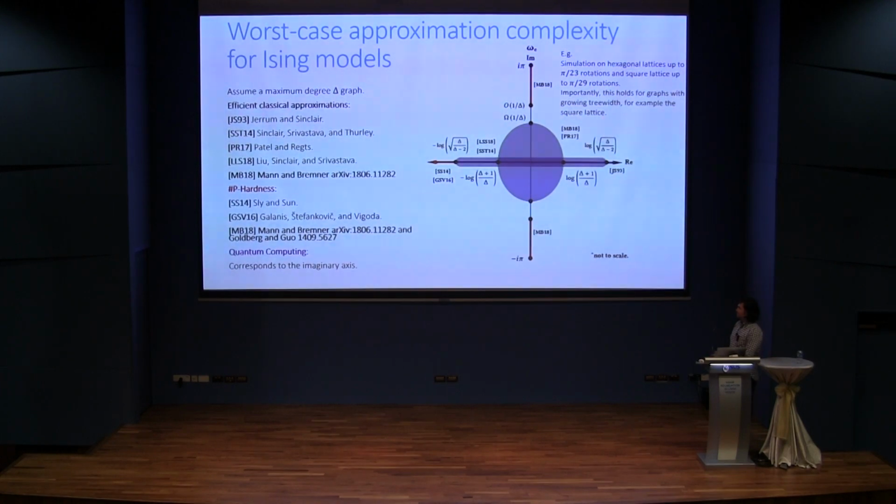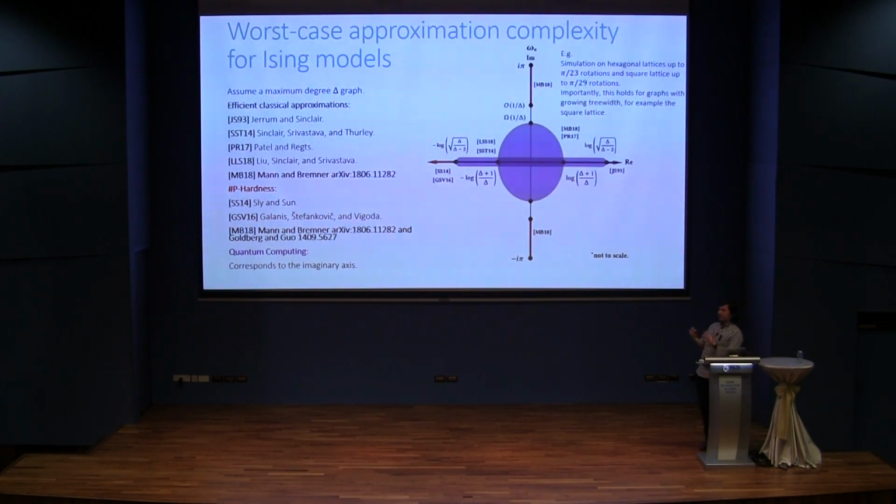This year, myself and Ryan Mann, and also, independently, Liu, Sinclair and Srivastava, looked at the problem of extending a result of Patel and Regts to look at the complex version of this problem. They showed that there's a region here which matches up with these earlier results on the phase transition. So they looked at a region around that real line, and we looked at this region here and showed that this region demonstrates a classical approximation for everything in that space.